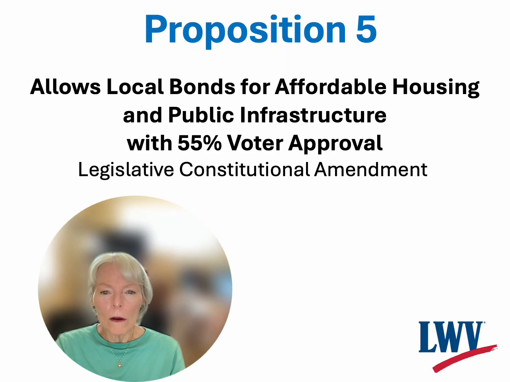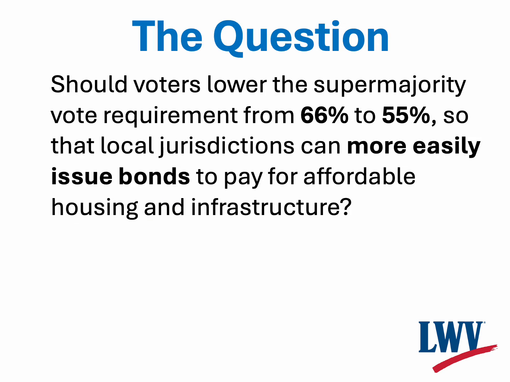Hello, I'm Joe Gustally, and I'm going to be talking about Proposition 5. Prop 5 allows local bonds for affordable housing and public infrastructure to pass with 55% of the vote. The question that California voters must decide for themselves is, should they lower the supermajority vote requirement from 66% to only 55% so that local jurisdictions can more easily issue bonds to pay for affordable housing and infrastructure?